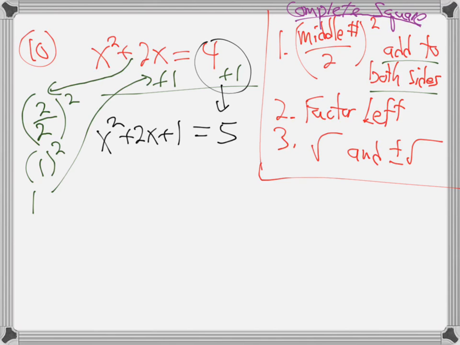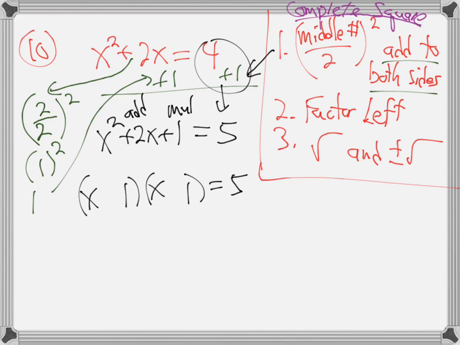Now what are you supposed to do next? That's step 1. Step 2, factor that left side. What multiplies to be 1 adds to be 2. 1 and 1. 1 times 1 is 1. They add to be 2. Both positive. So there it is. I'm factoring the left side. Good? And see how that 1 completed it? Gave it just what it needed to factor as the same thing twice. So that's x plus 1 squared is 5.